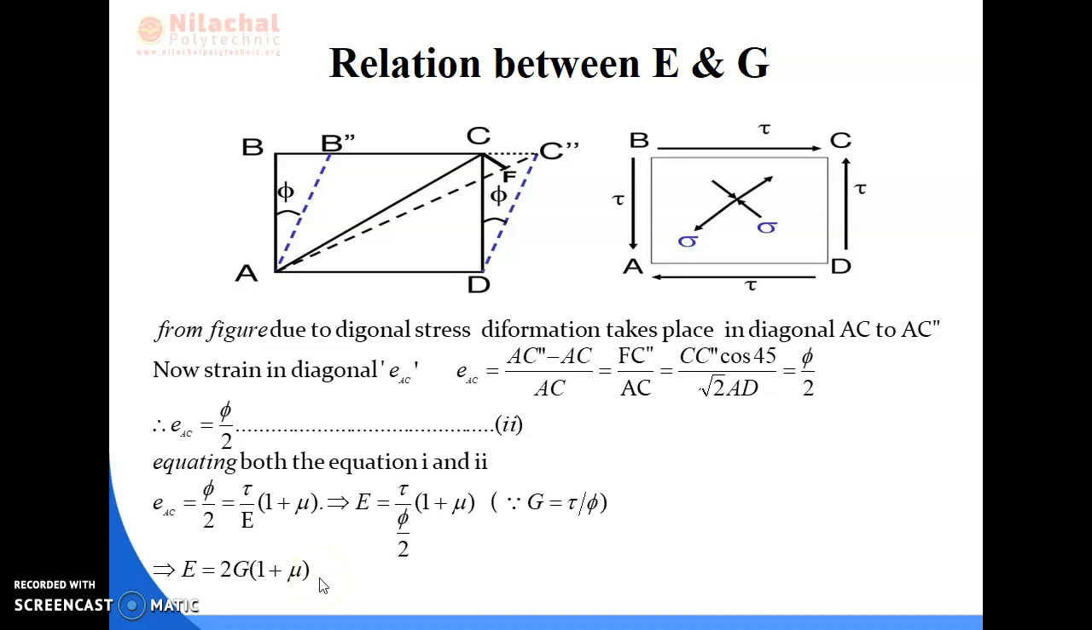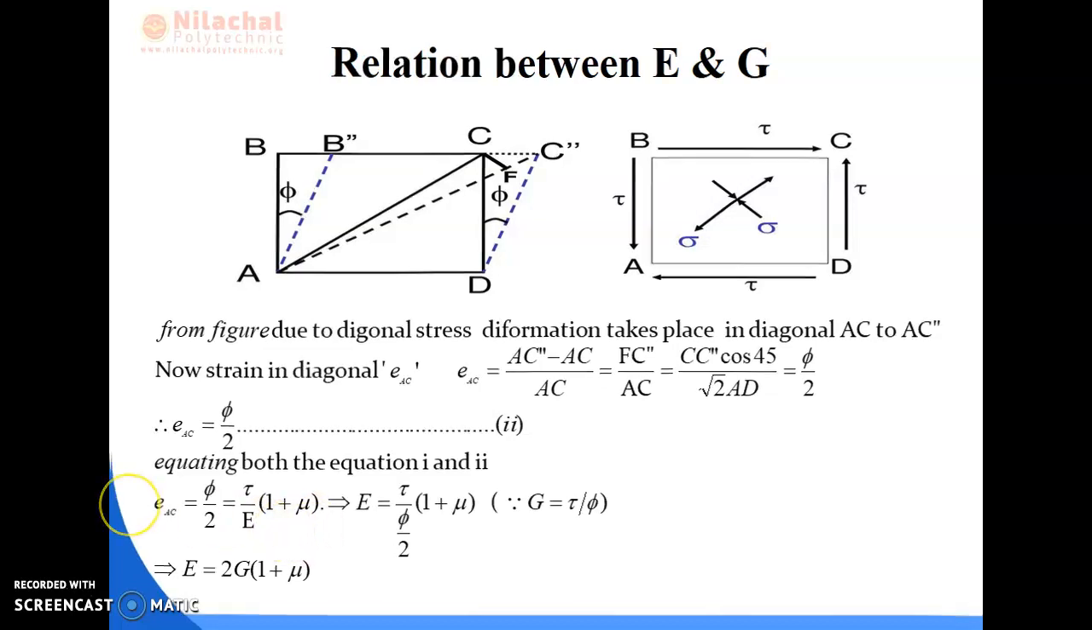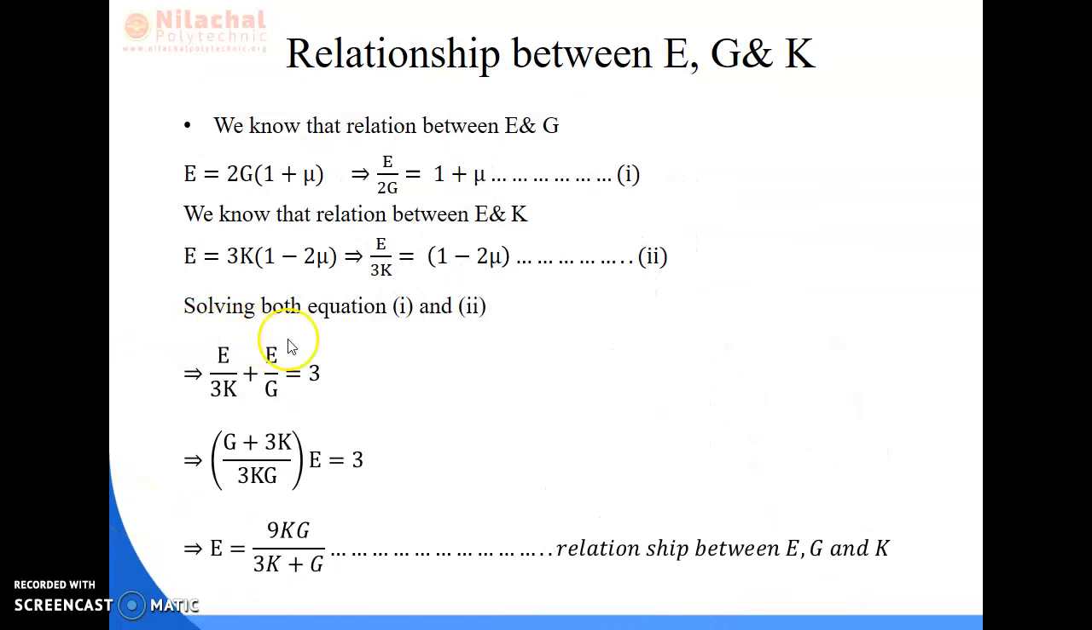So from here we conclude that the relationship between E and G is E is equal to 2G into 1 plus mu. So now we have E equal to 2G into 1 plus mu as the E and G relationship. From the E and K relationship, E is equal to 3K into 1 minus 2 mu. Now E by 2G is equal to 1 plus mu, and E by 3K is equal to 1 minus 2 mu. Now solving these two equations, E by 3K plus E by G equal to 3.